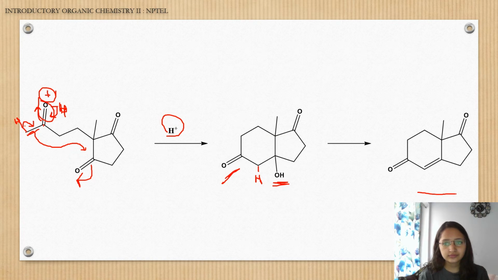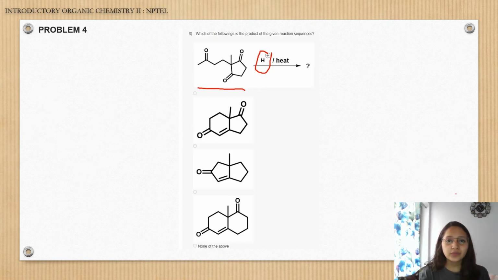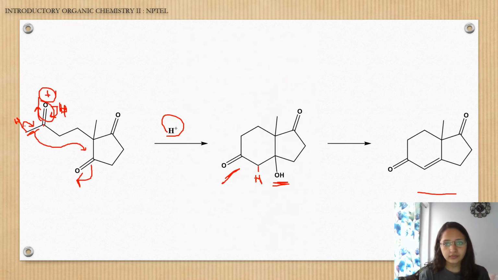Ma'am, will the third step be mandatory or not? See, it is not always mandatory. But you can see that they are telling you that we have provided heat. So what happens when heat is there? A dehydration step is very much favorable. So they are intentionally giving heat in the system so that the dehydration step will take place and an alpha beta unsaturated ketone forms.